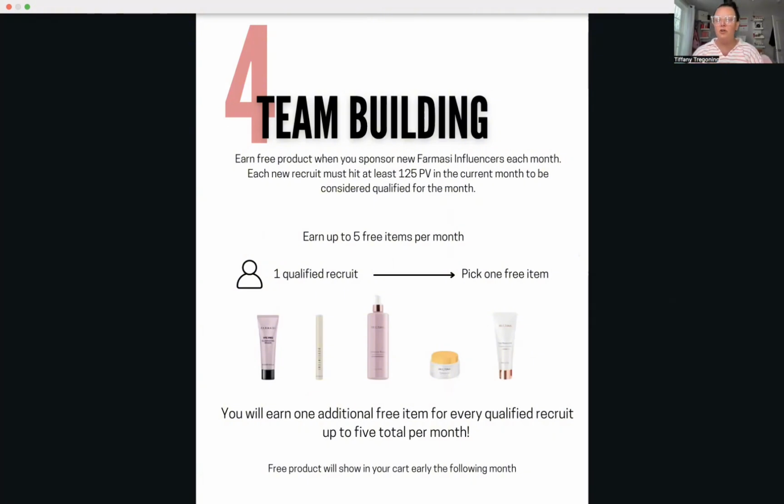Okay. So if you recruit 3 people that hit that 125 PV, you're going to get 3 products. You'll be able to choose from the products shown. So you'll be able to choose each one that you want, but it does max out at 5. So if you recruit 10 people that get to 125, you're going to get 5 gifts. If you recruit 5 people, you'll get 5 gifts. Okay. So it does max out at 5. You'll get to pick one free item up to those 5, but the new FI has to join and reach 125 in that current month to count towards your team building.